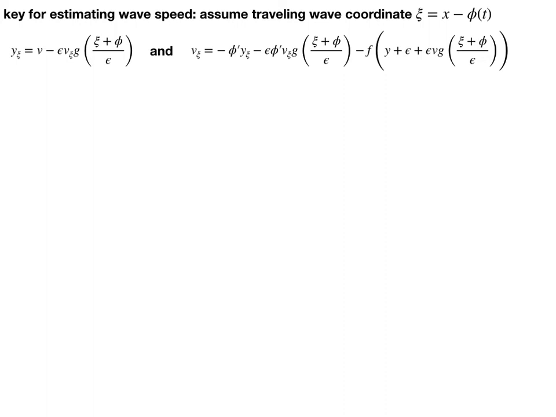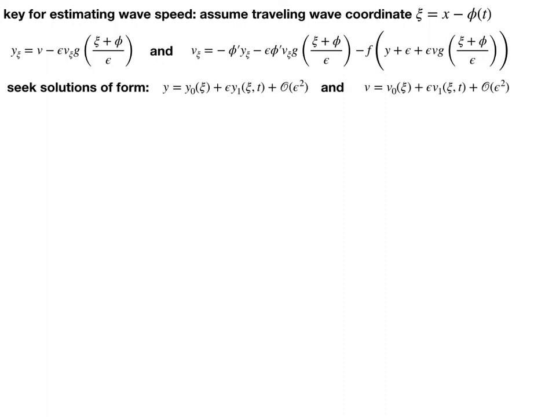So we need to be able to track that, and we do that using this function phi of t. Our new traveling wave coordinate is going to absorb this time-dependent function phi of t. And so if we plug that into our phase-planish looking system from the last page, we have this equation here for y and this equation for v.